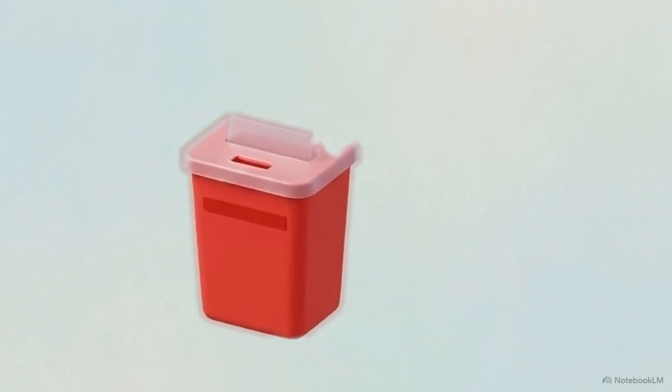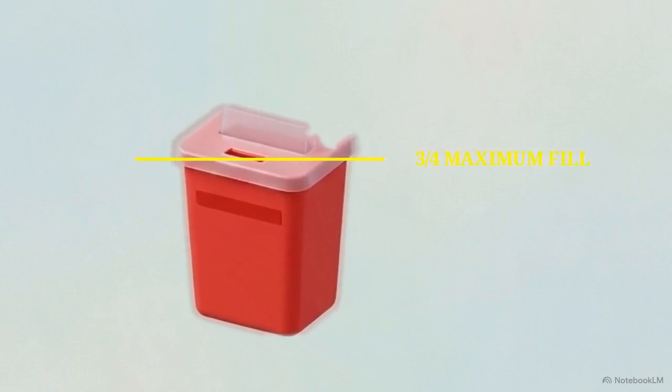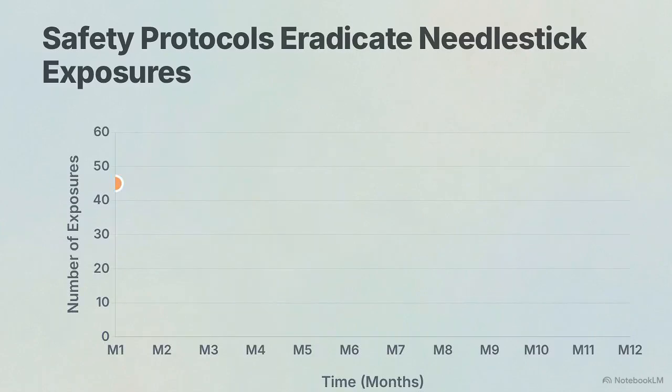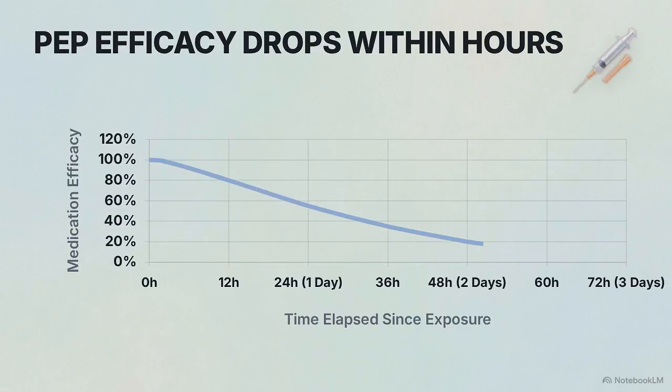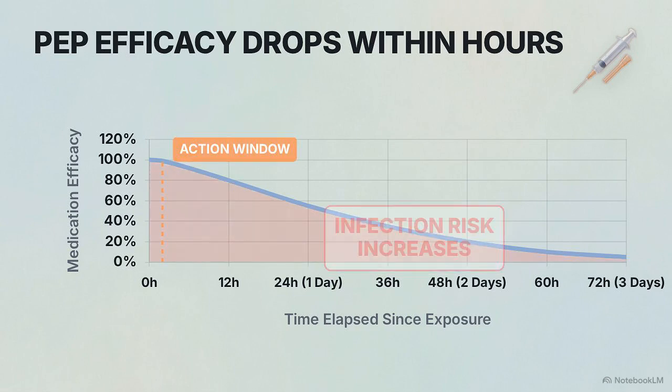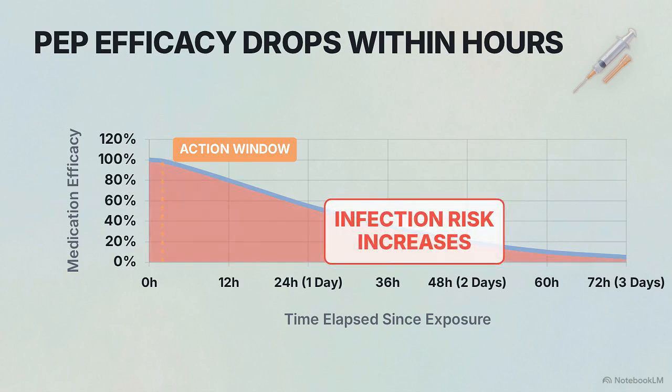This diagram highlights the disposal threshold. Never let that container get past 3/4 full. Overriding the automatic instinct to recap with engineered safety protocols eliminates the primary cause of bloodborne pathogen exposure on the floor. This graph charts how post-exposure prophylaxis for HIV decays in effectiveness over time. It requires action within hours, not days. Hiding an exposure out of embarrassment or fear lets that window close and risks a preventable infection.